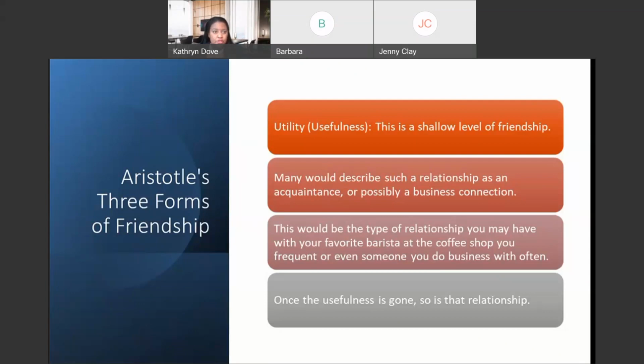A lot of people go to Starbucks and they sit around and chit chat, and they may really like one of the baristas at Starbucks, but if you start going to a different Starbucks, there goes your friendship with that barista. That's a sort of shallow level of friendship.